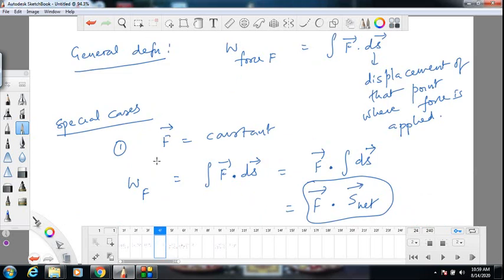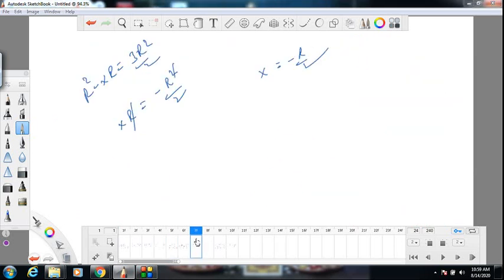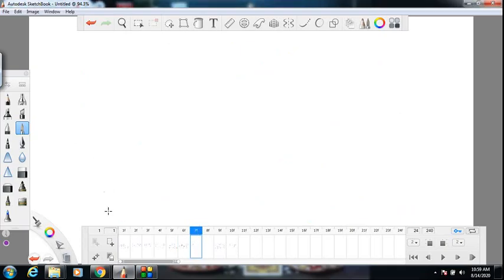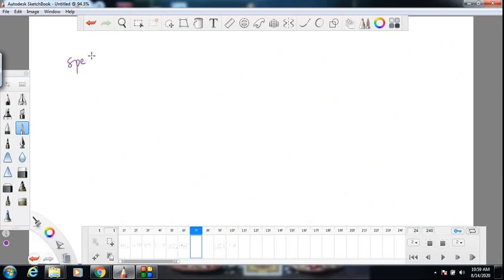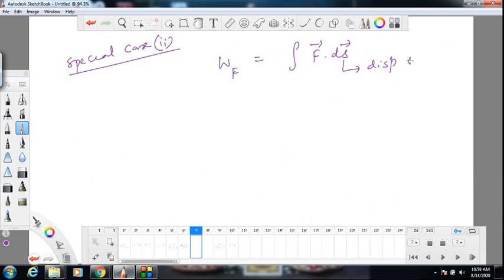The second special case is a very interesting one. So let's look at the second special case. Special case 2. Special case 2 is the general definition. First let's write it. It is integral F dot ds, where ds is the displacement of that point where force is applied. This is the general definition.